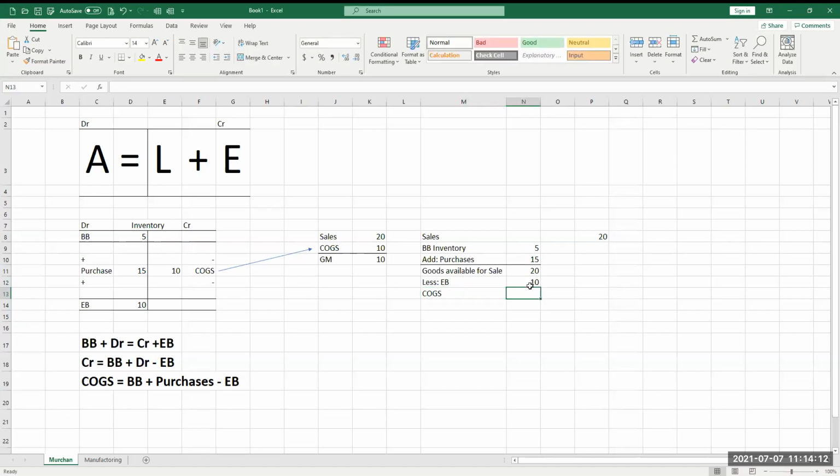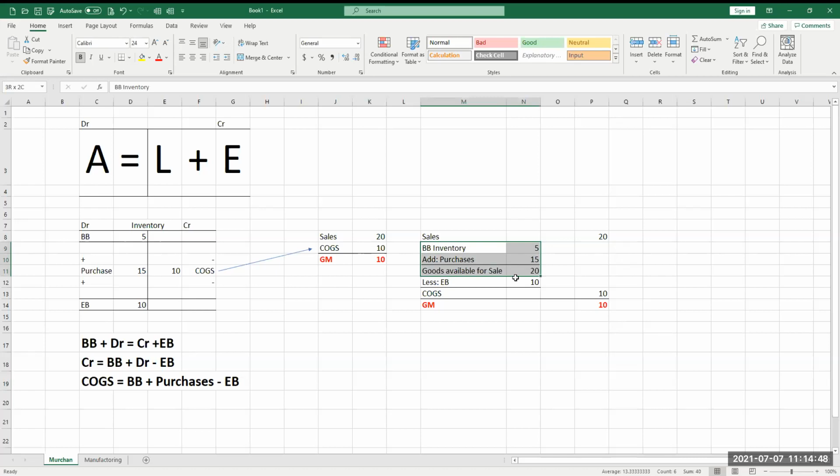Make sense? Yes, Prof. So my cost of goods sold here will be right here. And then I'm going to get gross margin. It will be equal to 20 minus 10. Did I get the same result? Yes, Prof. Here I'm getting the same result. What's the difference?